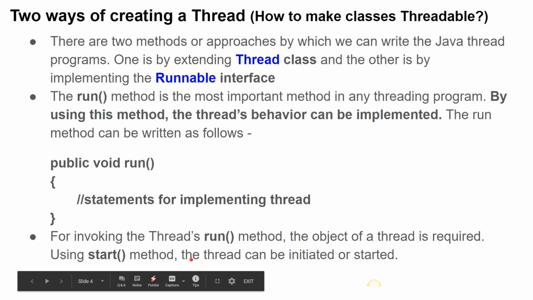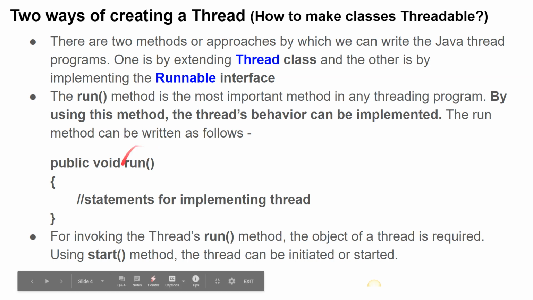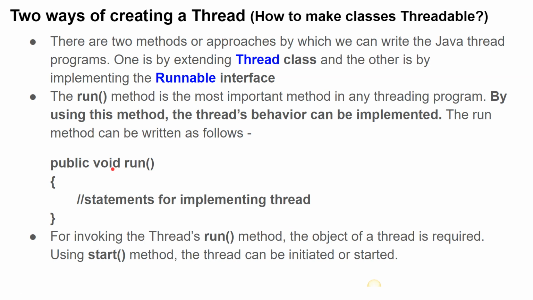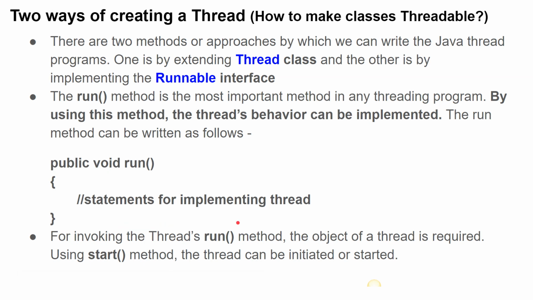For invoking the thread's run method, the object of a thread is required. You have to write this run method inside a class, right? So you need to create the object of that class in order to access the run method. How to access it? Using the start method. The run method and the start method are very, very important methods. Please keep this in mind.